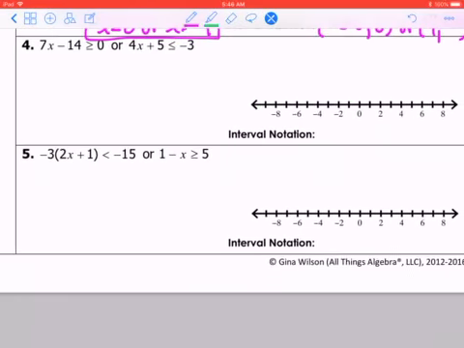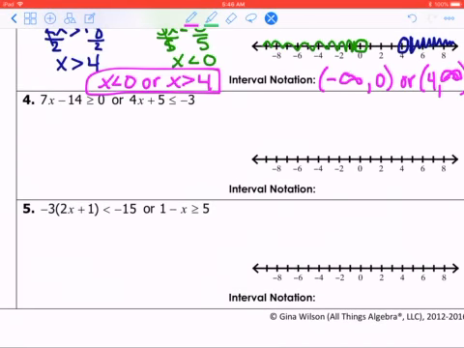Let's we'll try one more here, a little more complicated, one with the distributive property. So we're going to solve this one. So I'm going to distribute first. So -3 times 2 is going to give me a -6x. -3 times 1 is -3, which is less than -15.